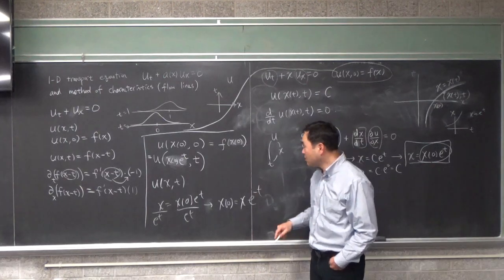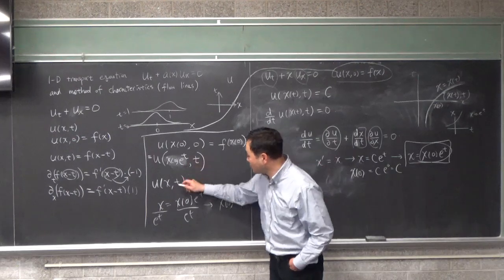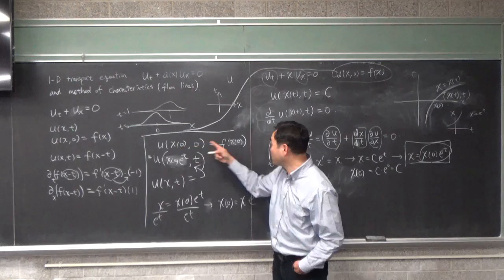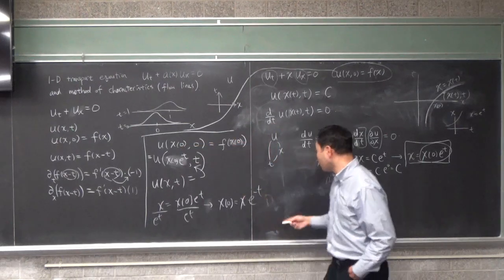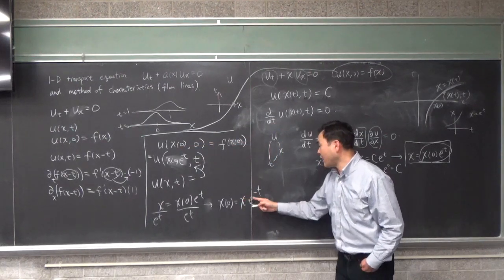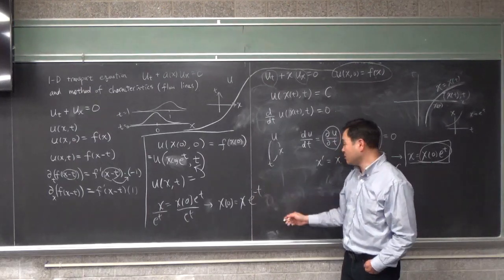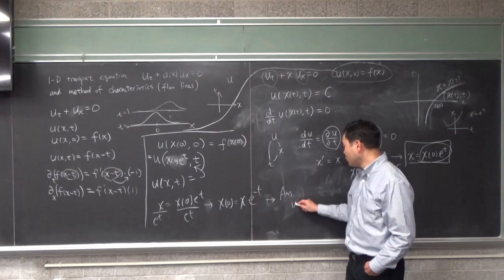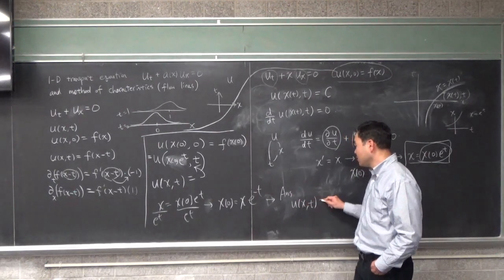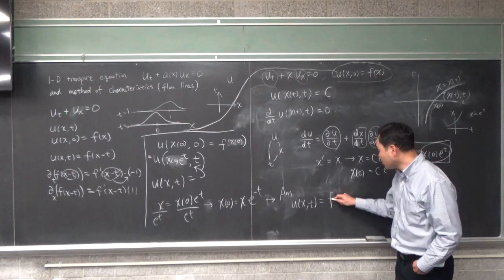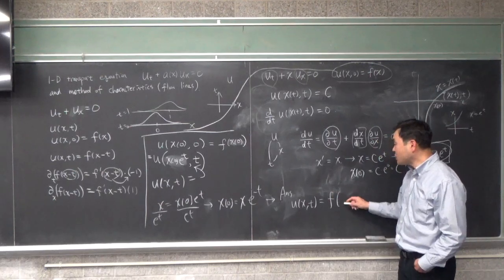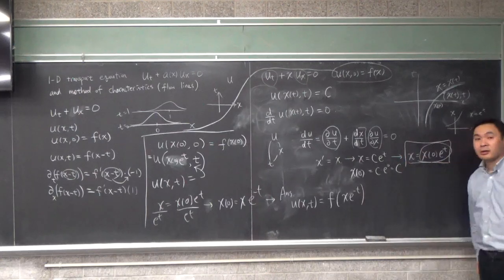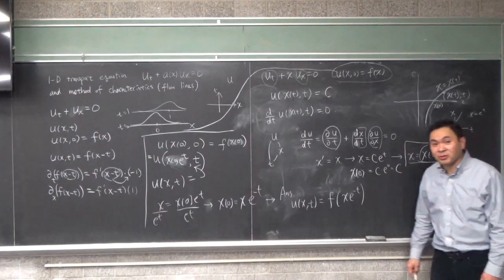Okay, so since I know that this is the same, u of x, t in general is the same as this one, which is equal to this one, but x0 is x times e to the negative t. So now we have the final answer, which is that u of x, t is equal to the initial condition f evaluated at x times e to the negative t. Okay, so that's the solution.